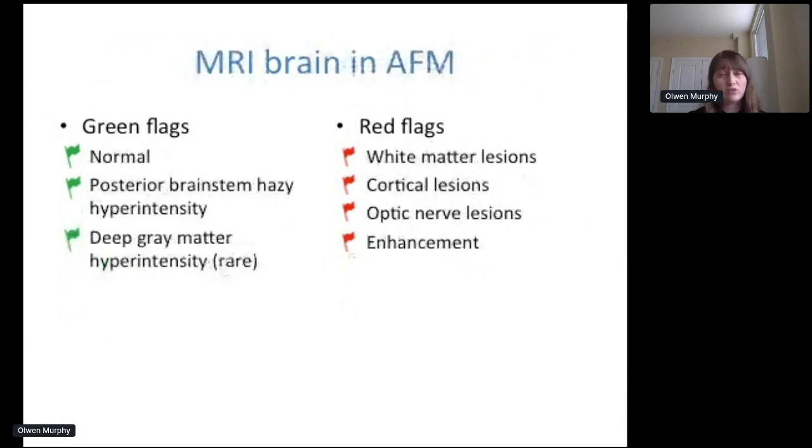And finally, just in terms of the MRI brain, what one can expect to see in AFM is typically either a normal MRI brain or posterior hazy hyperintensity in the brainstem structures, rarely hyperintensity in deep gray matter structures. The red flags that definitely point towards another diagnosis are white matter lesions, cortical lesions, optic nerve lesions, and any areas of focal enhancement.